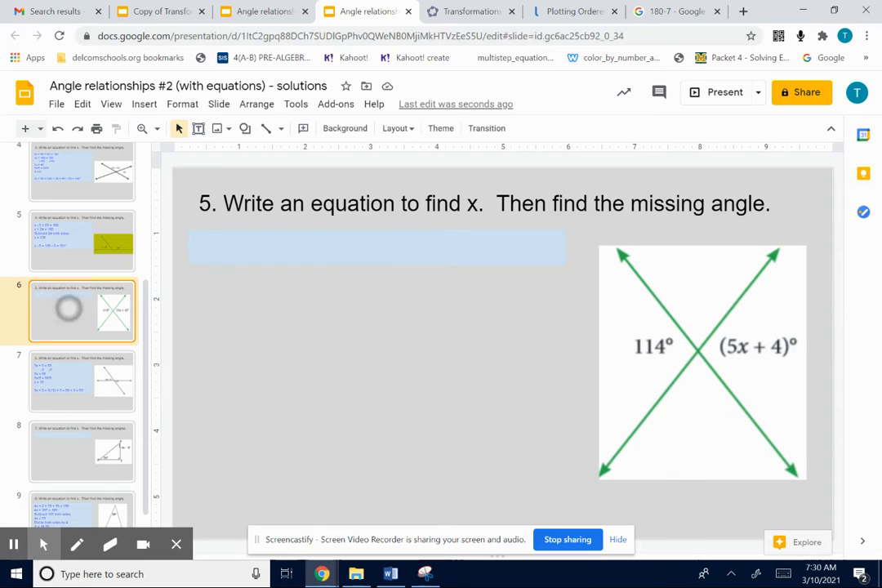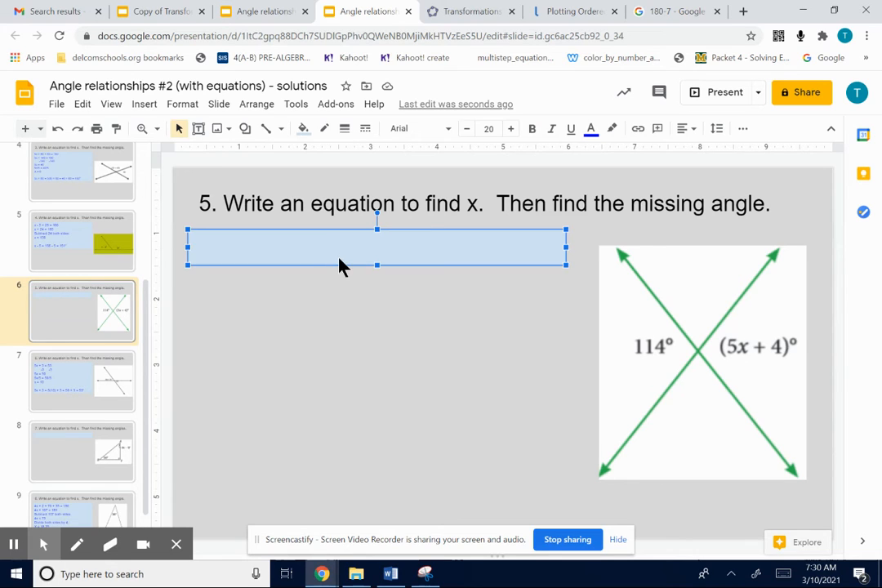Okay, the next problem. Write an equation for x, find the missing angle. Intersecting lines. Angles across the street from each other, those are vertical. They're equal. So since these angles are equal, I can set them equal to each other. So I can set 5x plus 4 equal to 114.